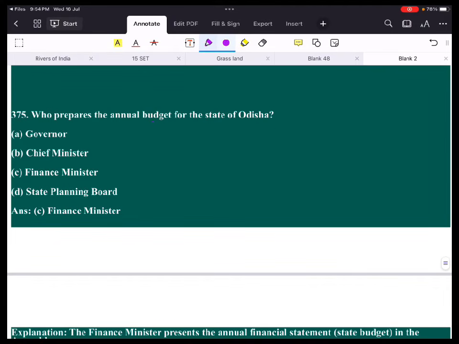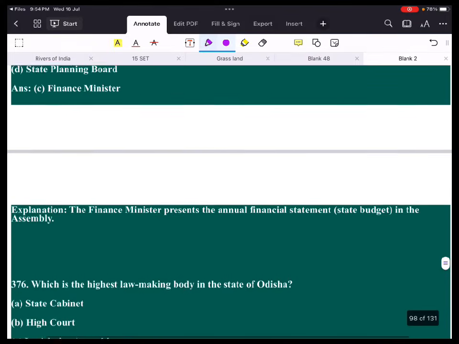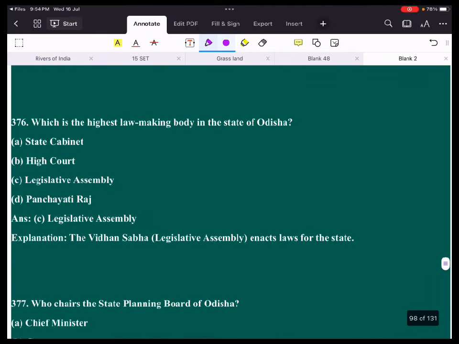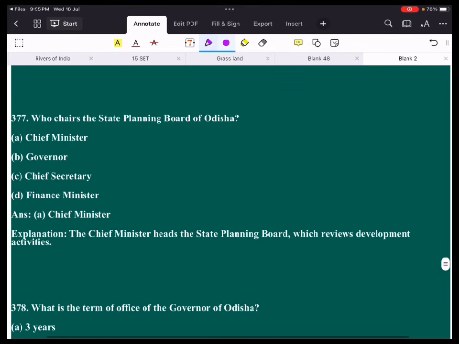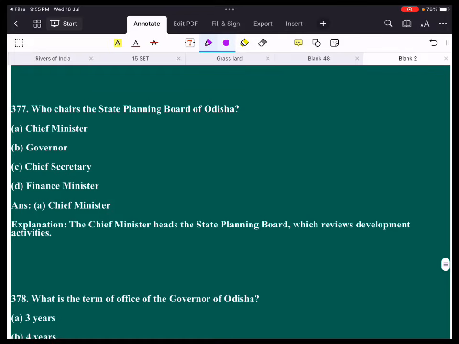Who prepares the annual budget for the state of Odisha? That is the Finance Minister, option C. Which is the highest law-making body in the state of Odisha? That is option C, Legislative Assembly. The Vidhan Sabha enacts laws for the state. Who chairs the State Planning Board of Odisha? That is the Chief Minister, who heads the board, which reviews development activities.